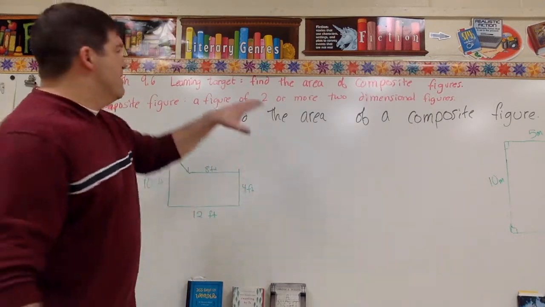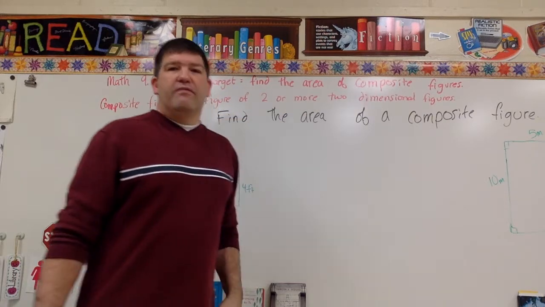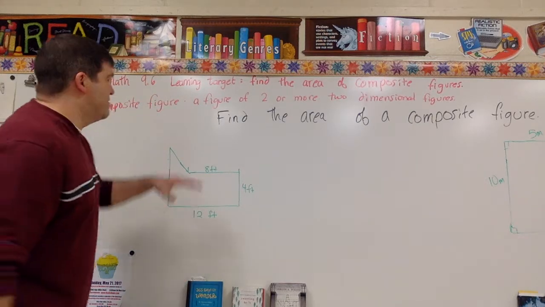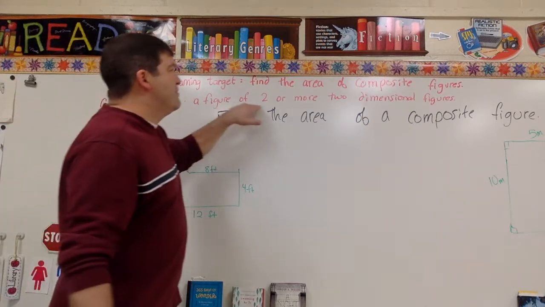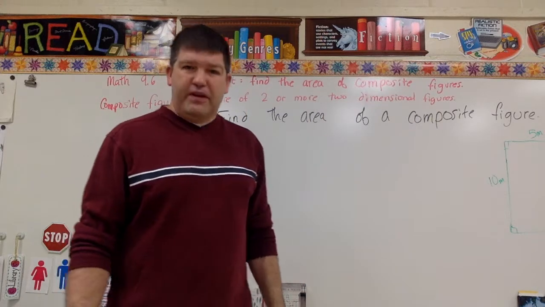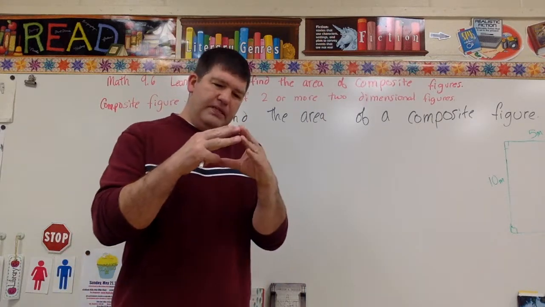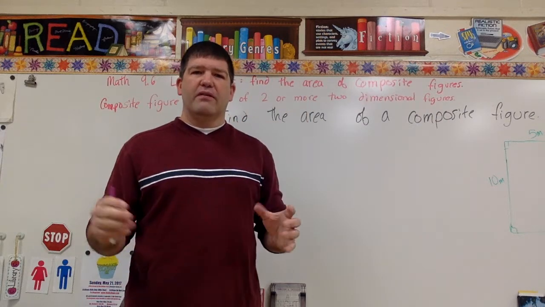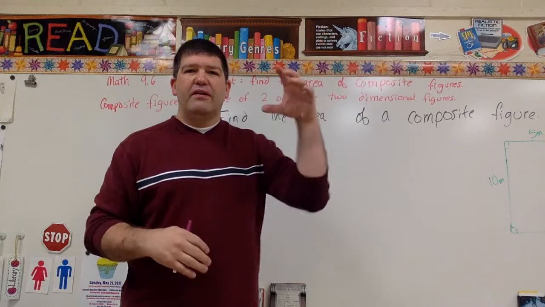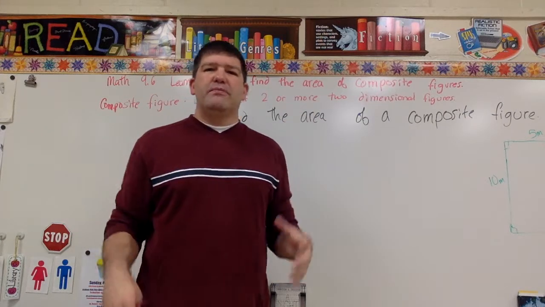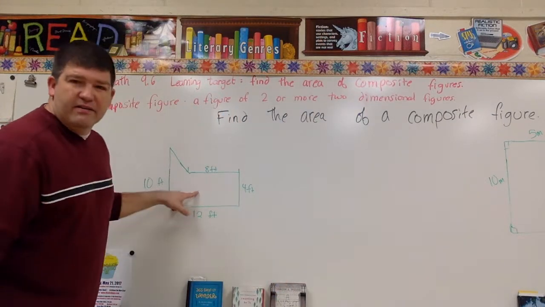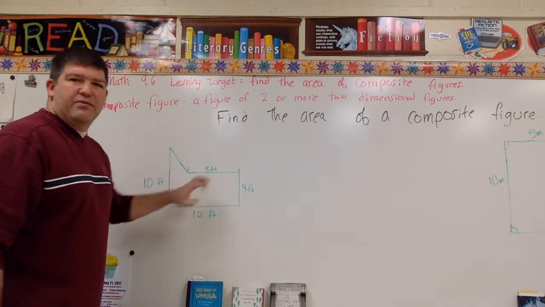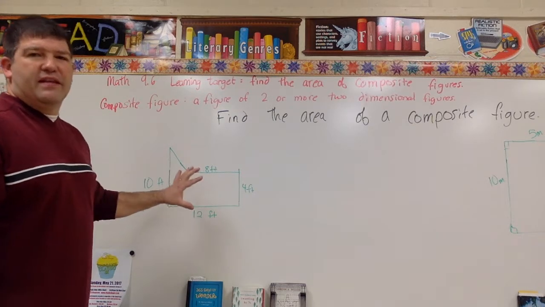So the learning target is this. We want to find the area of composite figures. Well, what's a composite figure? Here's your definition. A composite figure is a figure of two or more dimensional figures. So you might have a trapezoid put together with a triangle, or a parallelogram with a triangle, or a triangle with another triangle, or different shapes like this one right here. This is a composite figure. Okay, it's not like a parallelogram or it's not like a triangle. It's a couple different things.